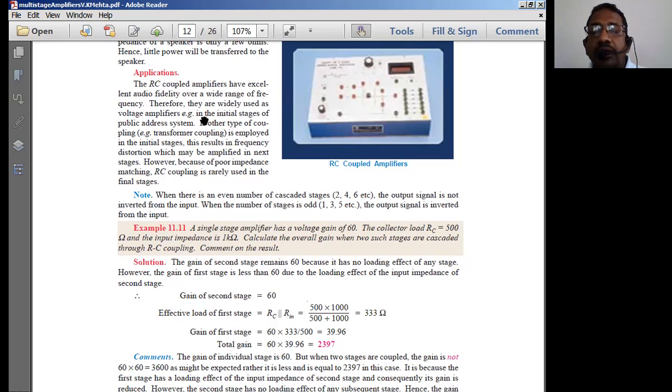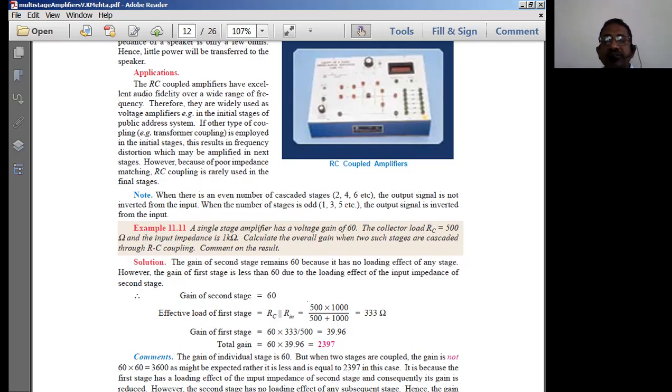Now, what does voltage amplifier mean in audio frequency applications? An audio frequency amplifier is going to have a chain of amplifiers. In that chain, the voltage amplifier is going to be the initial stage of the public address system.